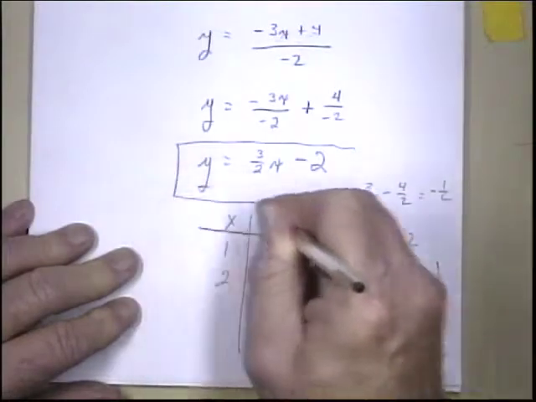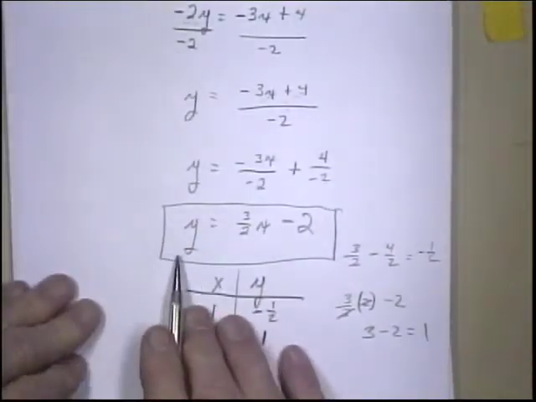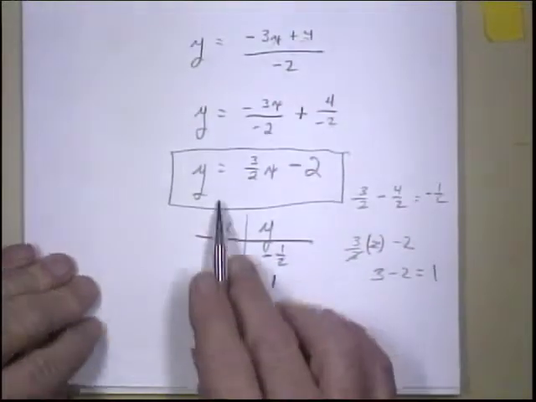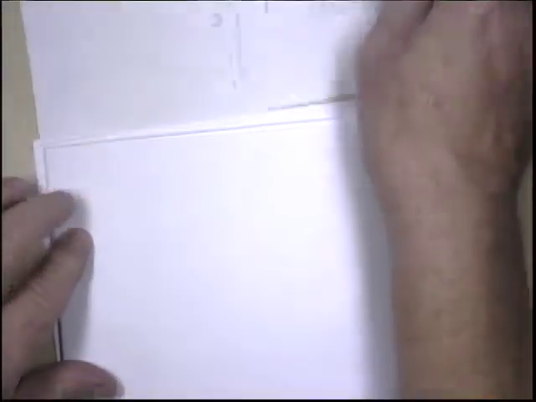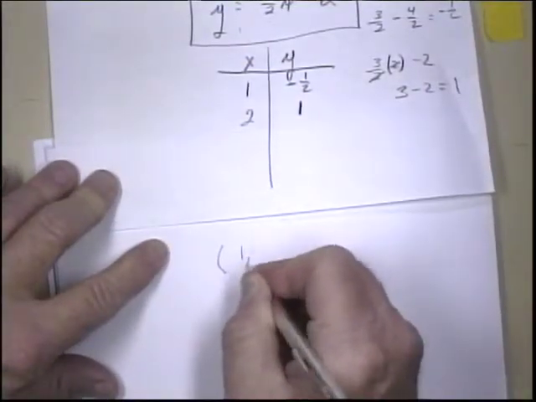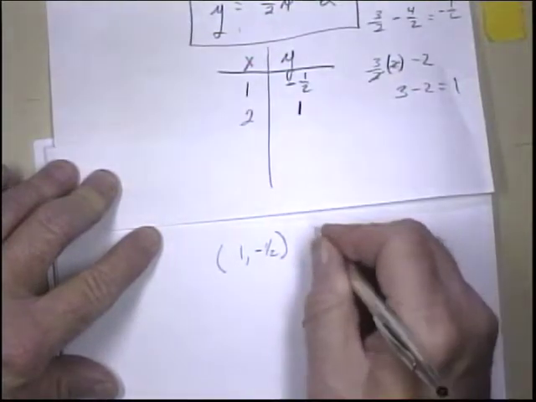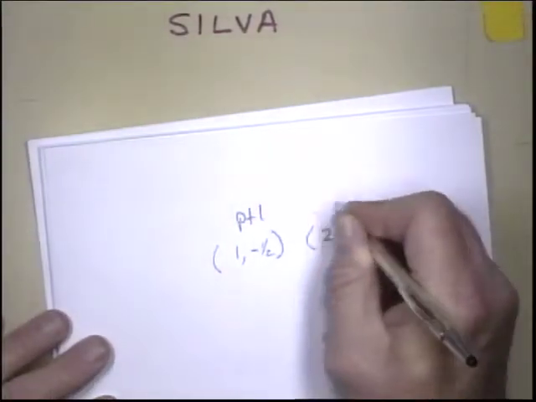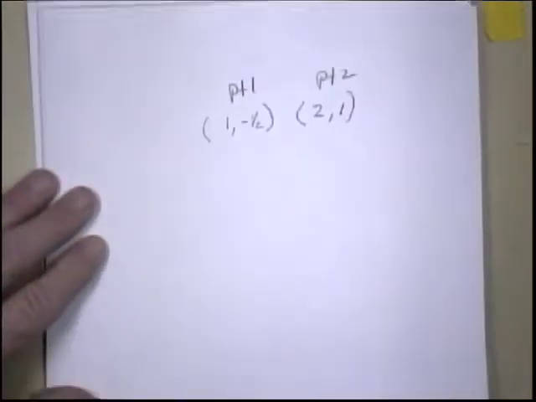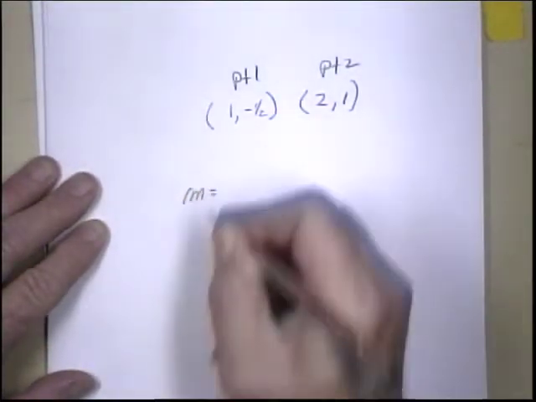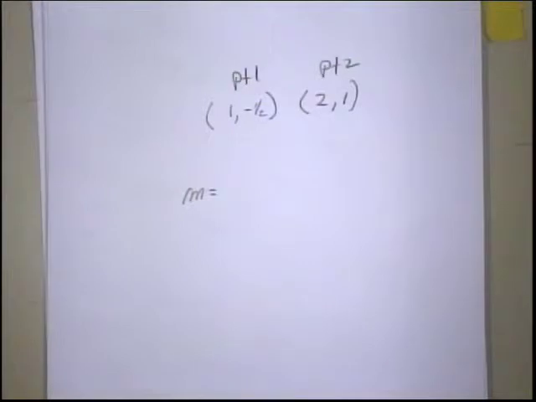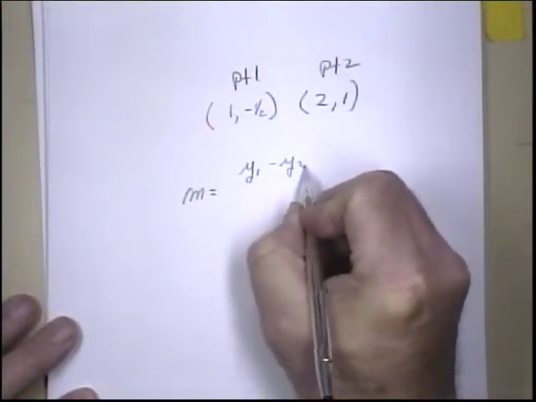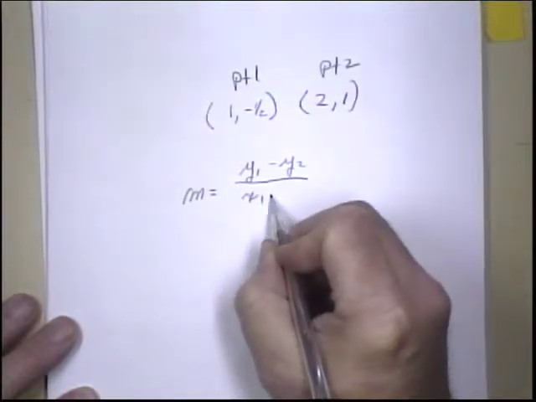This is our equation. We've put the equation that we started with in proper form, and now using this equation, we've generated these 2 points. So remember, these are ordered pairs. So we have 1 and minus 1 half is one ordered pair, and we have 2 and 1 is our second ordered pair. We'll call this point 1, this point 2. Our formula for the slope is m, the slope, equals y sub 1 minus y sub 2 over x sub 1 minus x sub 2.